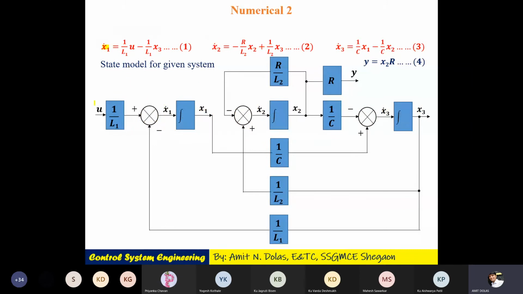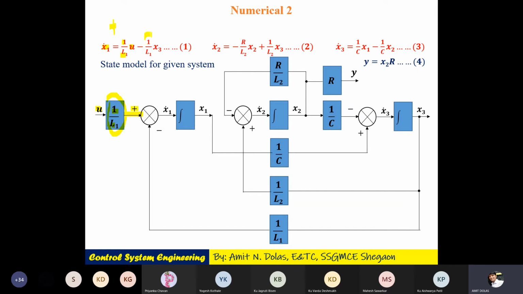So what is x1 dot? x1 dot is u into 1 by L1. Where is u? Here. So the u into 1 by L1 element has to be placed here. There is a plus sign here. Thereby just connect it to the summing block and add the plus sign.